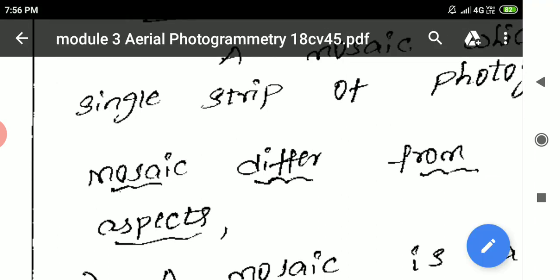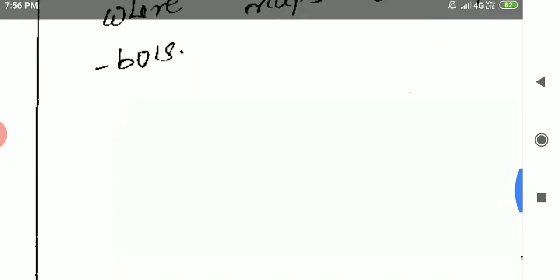Next one is stereoscope. A stereoscope is an optical instrument with two eyepieces used to impart a three-dimensional effect to photographs of the same scene taken at slightly different angles. This is the stereoscope.